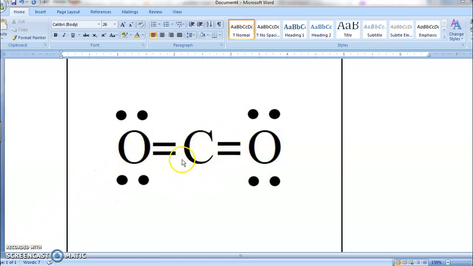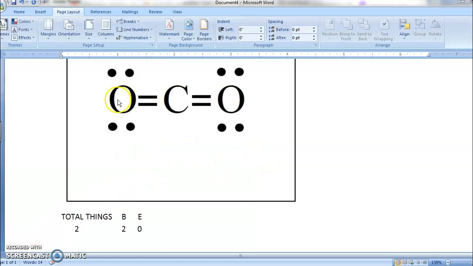First, let's count the number of things on the central atom. Well, I see an atom over here and an atom over here. There are two atoms, and there are no lone pairs. Again, do not count the bonds. Count the atoms. One atom, two atoms. So the total things are two. Two atoms, no lone pairs. How many bonded atoms? Two. How many lone pairs? Zero.